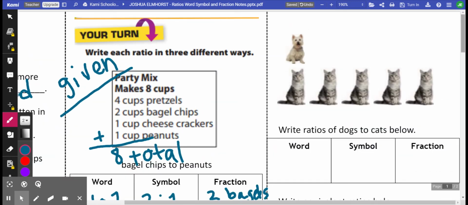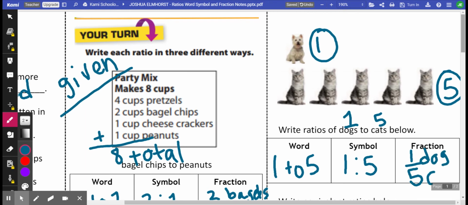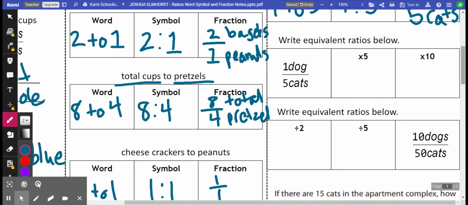So now we're getting into the practice here. Let's write the ratio of dogs to cats. So dogs, we have 1 dog, and 5 cats. So we can fill in the numbers here. So the ratio is 1 to 5. Symbol is 1 to 5. And fraction form, 1 dog to 5 cats. And we want to keep them in the same position as far as the information where it's given.